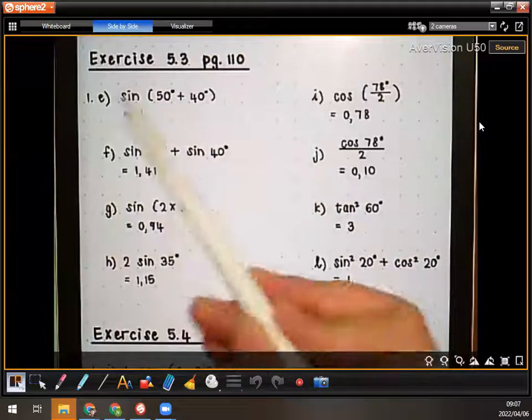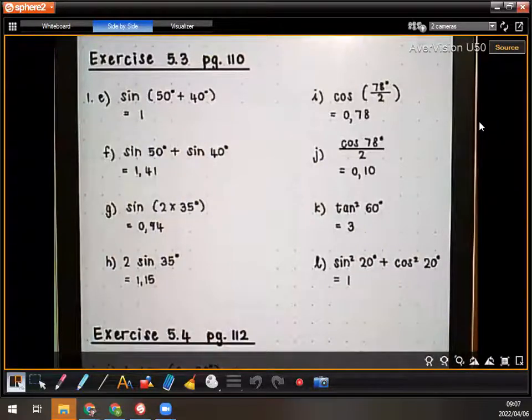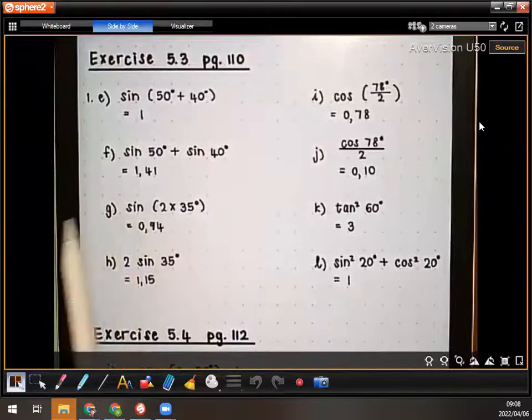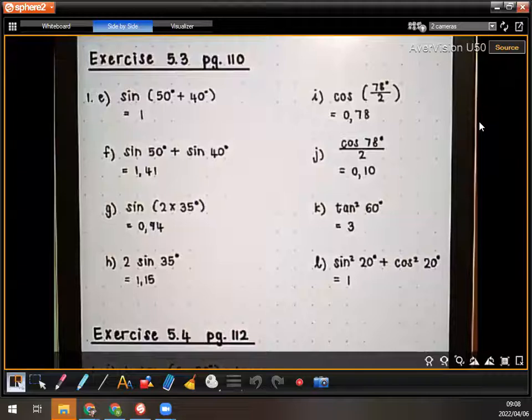Lots of people think that sine is almost like an X that you can just multiply into a bracket. Okay, but that's not actually the case. So sine of 90 is not the same as sine 50 plus sine 40. That's what they were actually trying to do here. Similarly, if we're looking at G and H, sine of 2 times 35 is not the same as 2 sine 35. So they're showing that you can't take out a 2 from this bracket and put it in front.